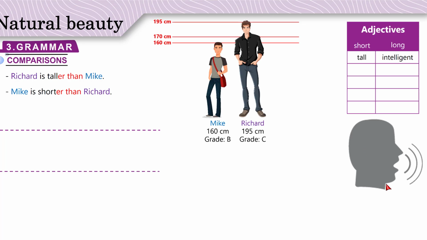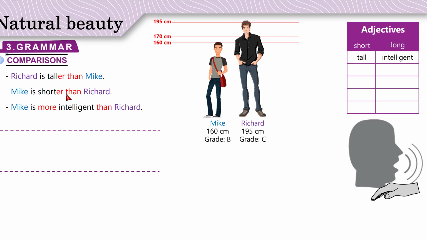Now, I want you to place your hand under your chin like this. Say tall. Tall. How many times did your chin hit your hand? One time. Tall. Try to keep it like this and say intelligent. Intelligent. That is 4 times. This is why intelligent is a long adjective. If we want to use it to compare between the two, we will say Mike is more intelligent than Richard.